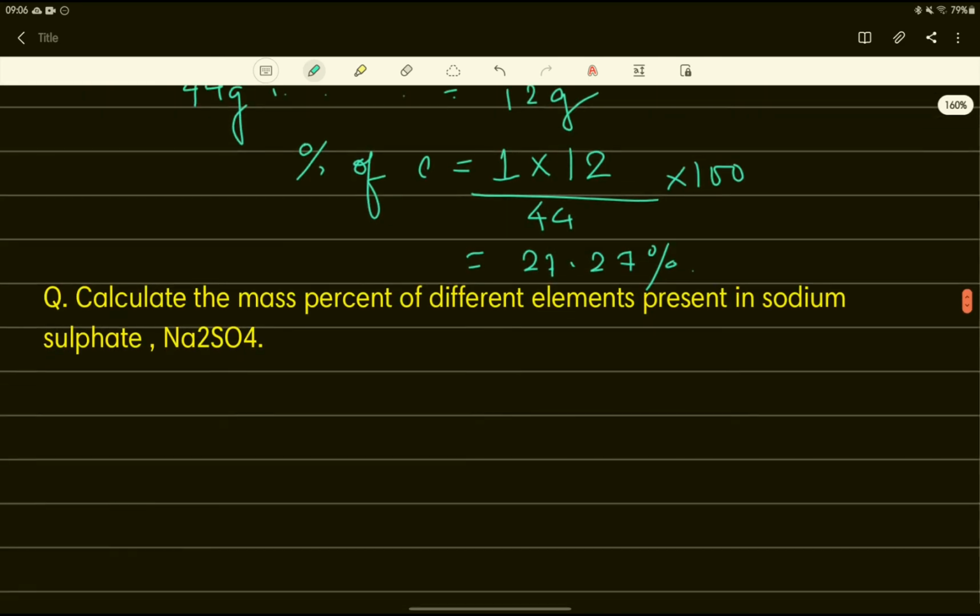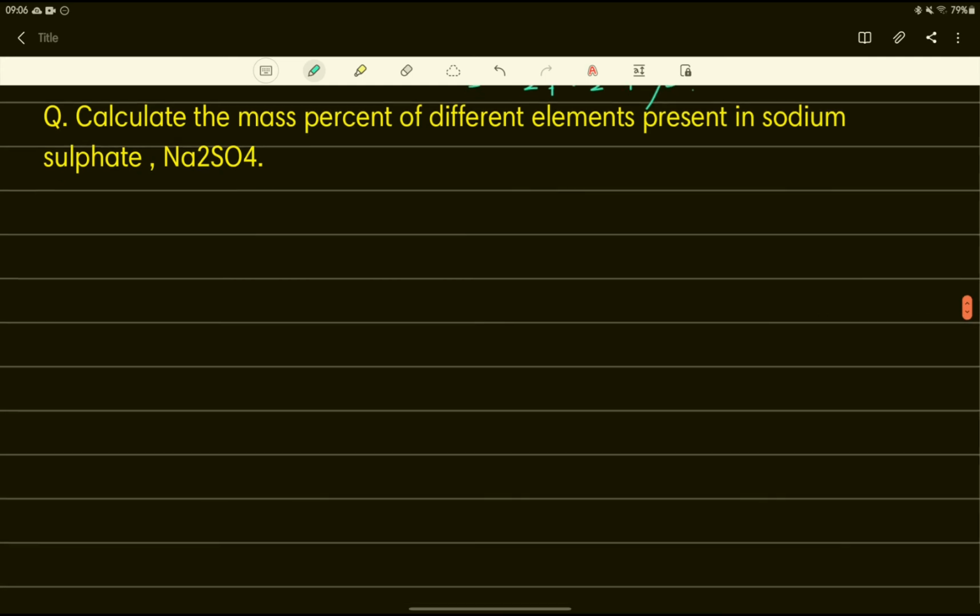Next, calculate the mass percentage of different elements present in sodium sulfate. In sodium sulfate, you have to calculate the mass percentage of the different elements, that is sodium, sulfur and oxygen. First find out the molar mass of sodium sulfate, then just calculate the mass percentage of each element using the above formula. Just do it yourself.